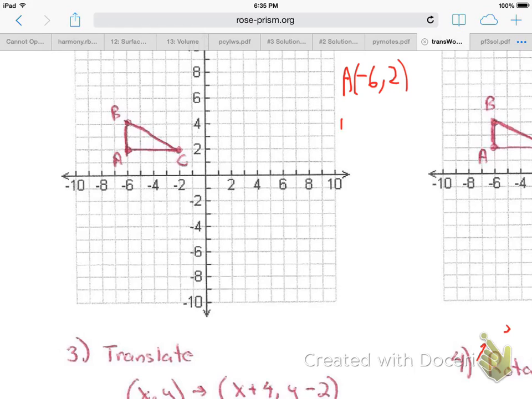positive 2. So to get to A prime, the rule says add 4 to the x, so now I'm at negative 2, and subtract 2 from the y, so I'm at 0. So negative 2, 0, right there is my A prime.